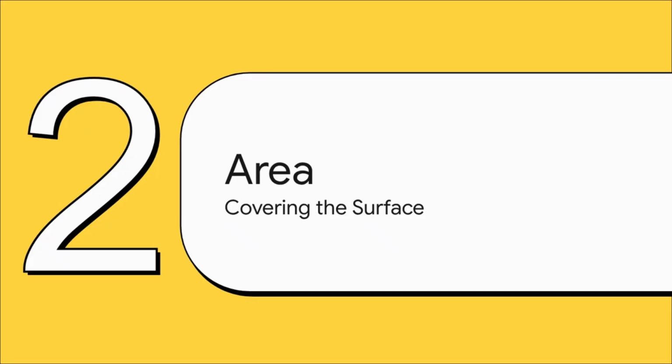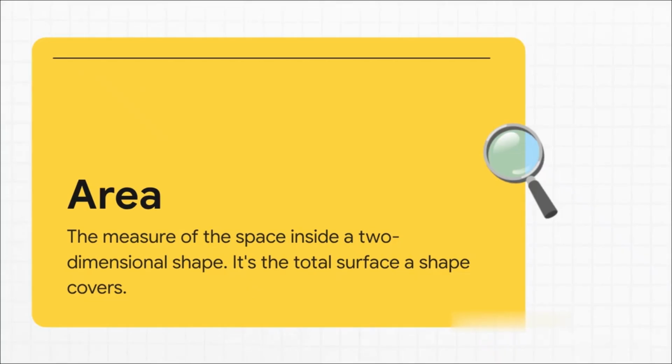Okay, so if perimeter is the boundary, what's its partner in crime? Well, that would be area. An area is all about covering the surface. So area measures the space inside a 2D shape. See, it's not about the outline, it's all about how much surface the shape actually covers. Like how many little 1x1 squares could you physically fit inside of it?